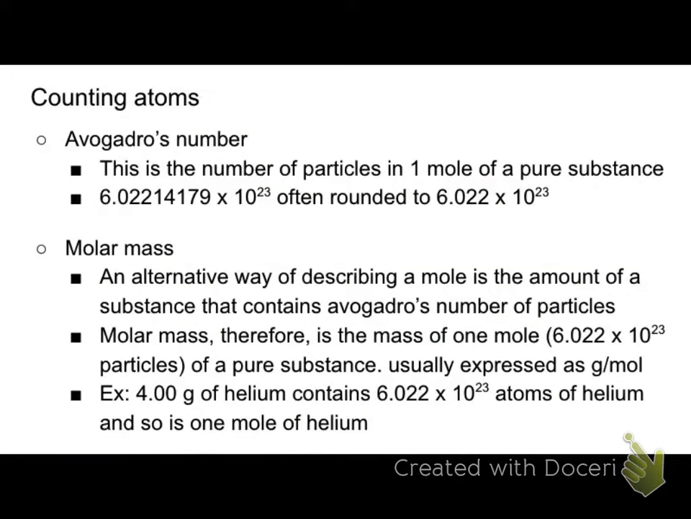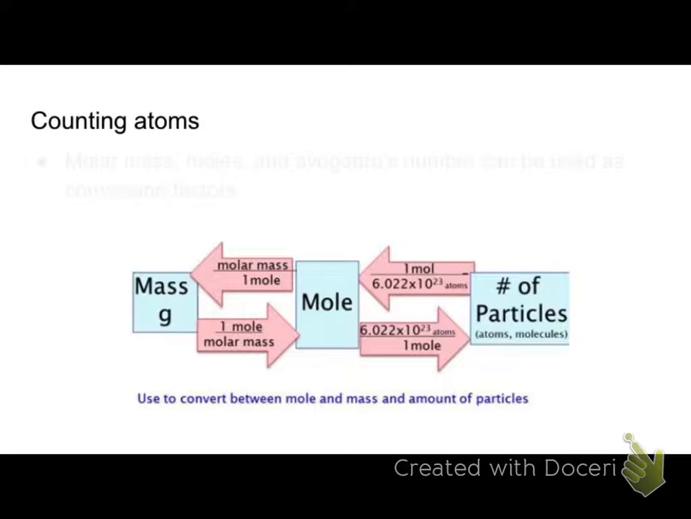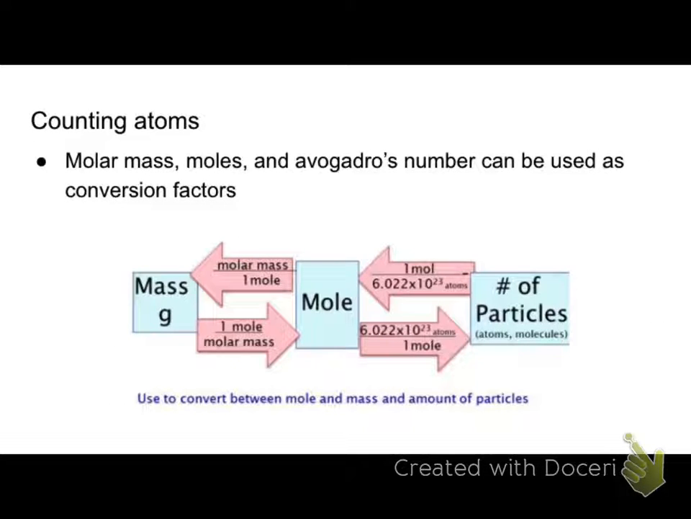So, now that we know what moles are, what Avogadro's number is, and what molar mass is, and where to find it, now we can use these as conversion factors. You can convert between the mass of a substance in grams, the amount of it in moles, and the number of particles of it, using these three pieces of information that we just learned. If I were to give you the mass of a substance in grams and ask you how many moles it was, you could use the molar mass to convert. If I gave you a number of moles and asked you how many grams, you can use the molar mass to convert back.